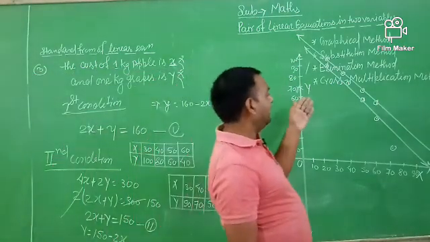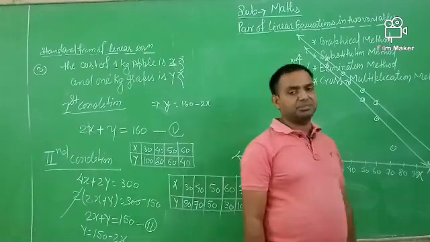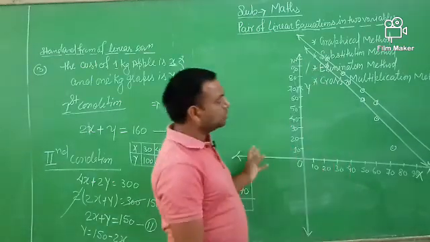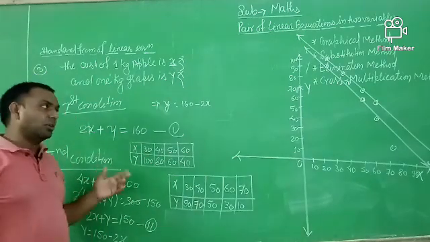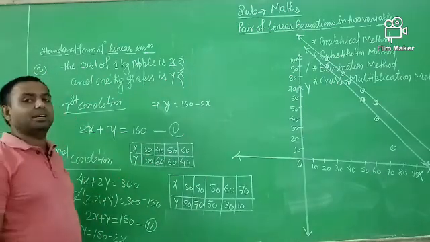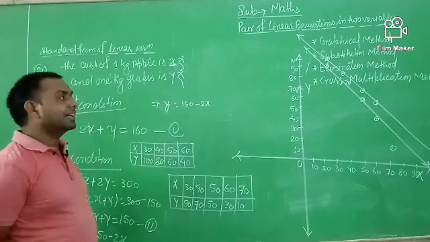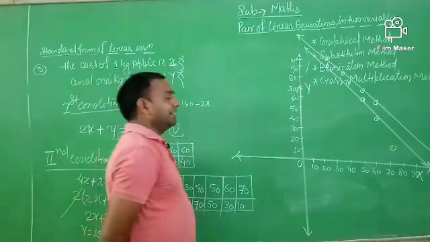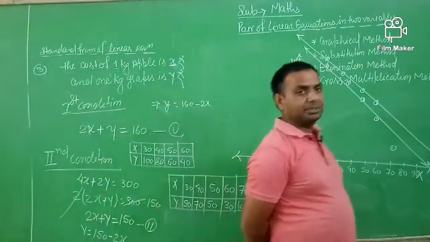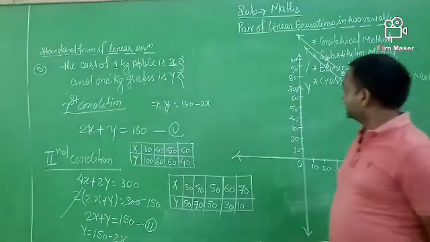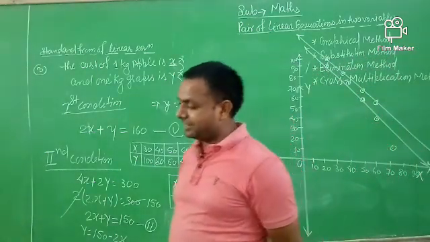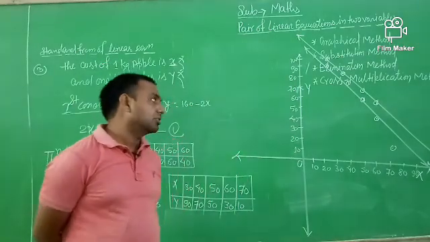And the next and last method is the cross multiplication method. If you take both variables and multiply them crosswise, this is called the cross multiplication method. So there are other methods for solving linear equations in two variables. These points we will study in the next lectures.